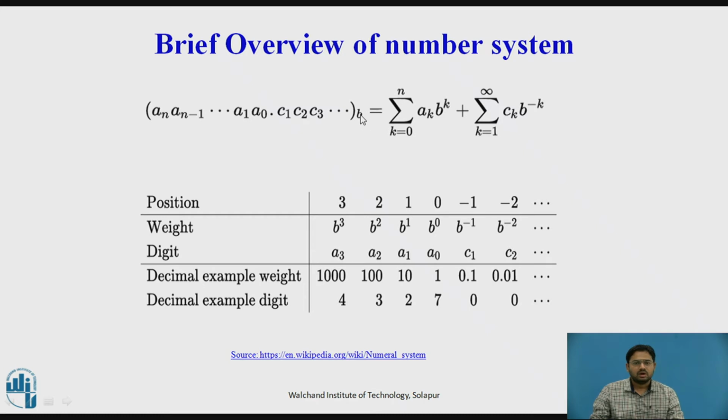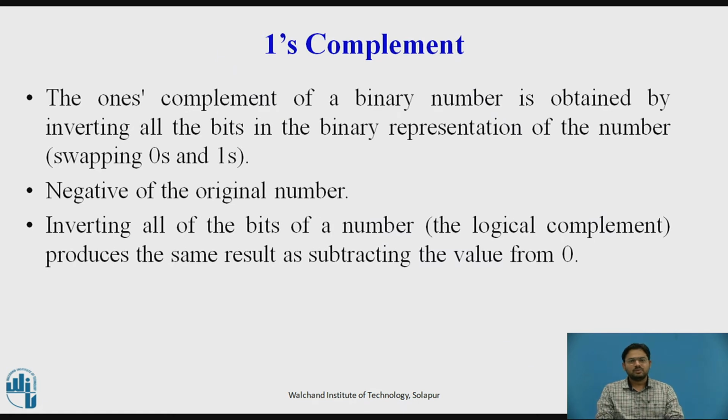If the base is 10, then for the decimal number system it is 10 raised to 0, which is 1. If the position is -1 in a decimal number system, 10 raised to -1 is 0.1. 10 raised to -2 is 0.01. Similarly, 10 raised to 3 is 1000. Depending upon that, you can have the position, and you can have the weight for that particular position by using this generalized way of representing the number system. Now, 1's complement.